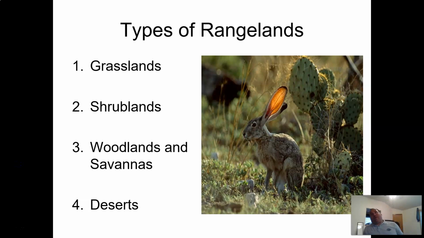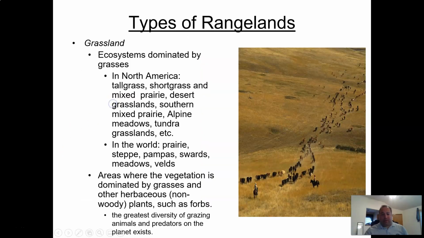So in terms of our types of rangelands, we're gonna focus on four basic types. So the one that people are probably most familiar with is just the idea of a grassland. So that's just an ecosystem, a rangeland ecosystem dominated by grasses. Some of the different names you might hear: tall grass, short grass, or mixed grass prairie, desert grasslands, southern mixed prairie, alpine meadows, tundra grasslands, prairie, steppe, pampas, swards, meadows, velds. They're all just different words that mean a grassland.